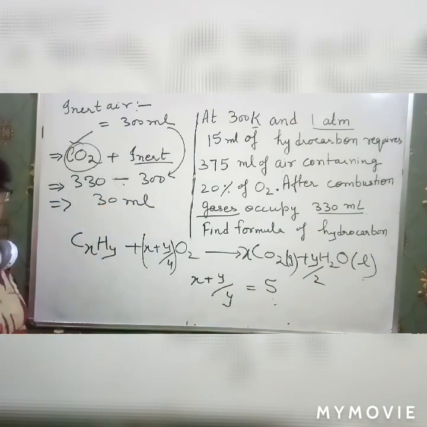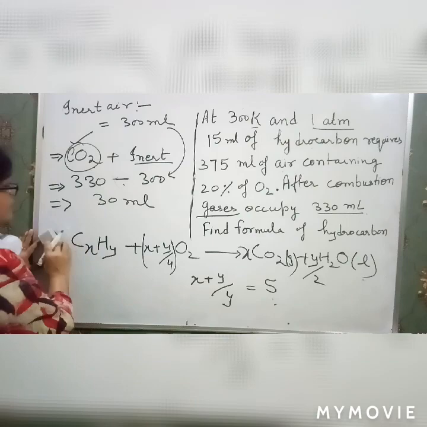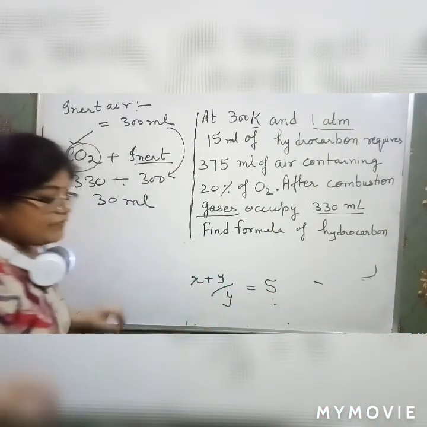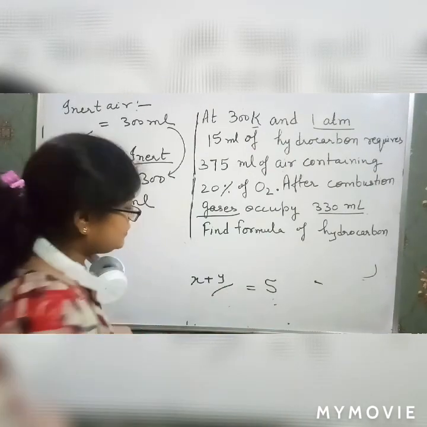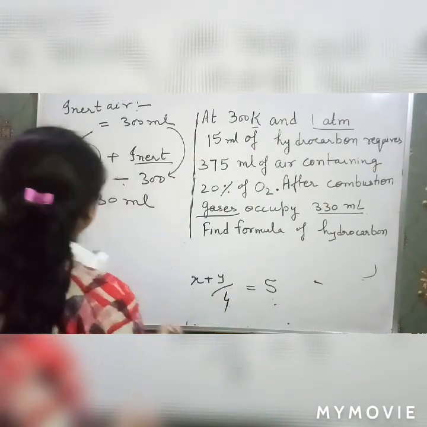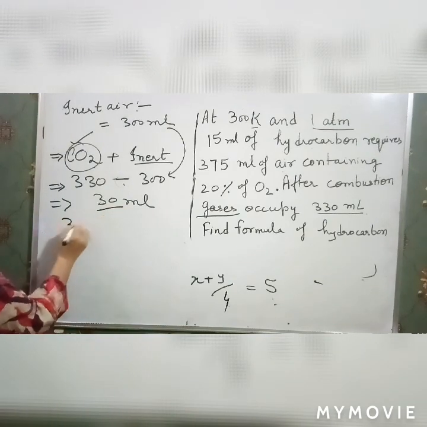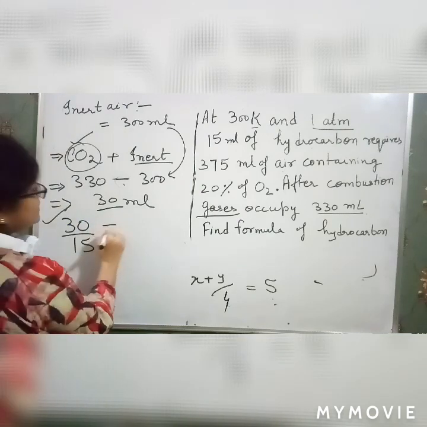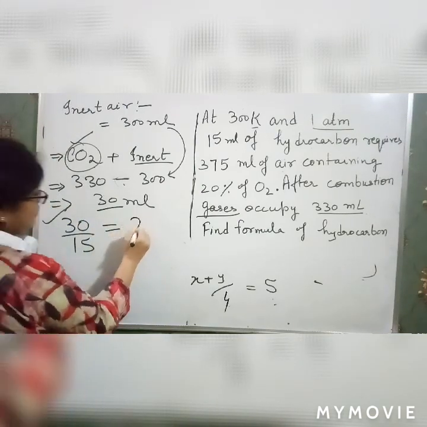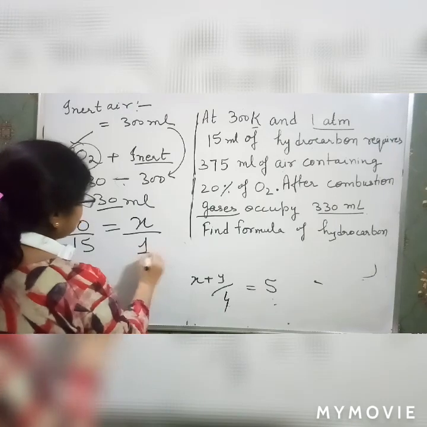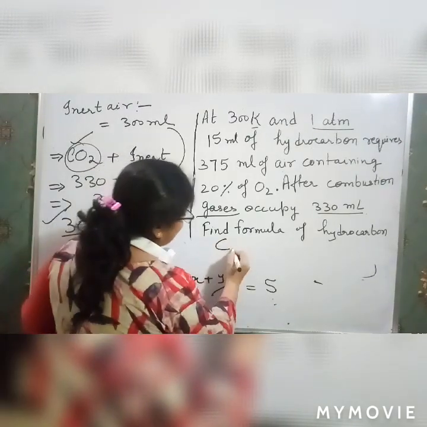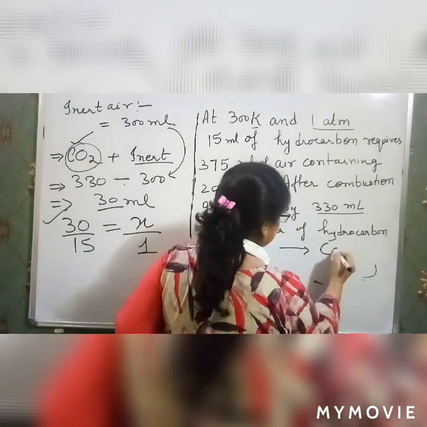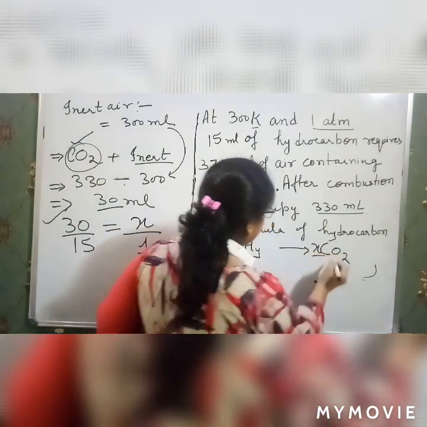Clear? So when we burn the hydrocarbon, we got the value 30 ml. So when we burn the 15 ml, we got the value 30. Okay. So in the starting, we got the value of x, and when we use the 1 coefficient, because in the reactant we have CxHy, and in the product we have CO2 and x is written over here.